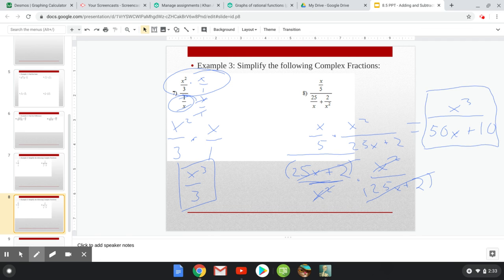So basically, you treat the bigger fraction line just like division. So you're just going to do the flip and multiply thing that we did with division. But if you have a sum or a difference in the denominator, then you have to get a common denominator and combine those into one first, and then you can flip and multiply.